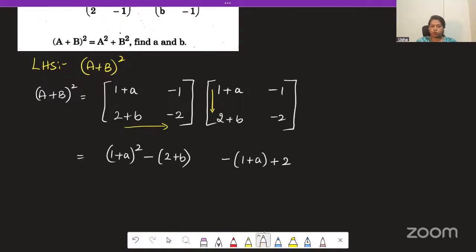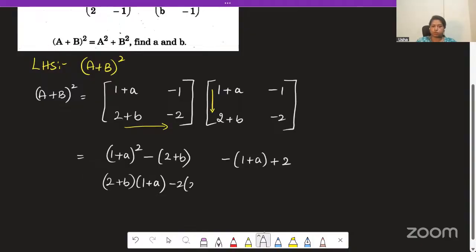Now we will take second row and multiply with first column and second column. 2 plus b into 1 plus a, minus 2 into 2 plus b. This is the first element. Second element is 2 plus b into minus 1, so minus of 2 plus b. Minus 2 into minus 2 is plus 4.